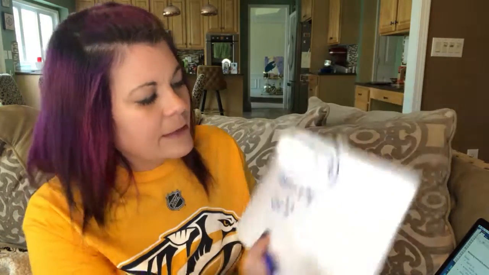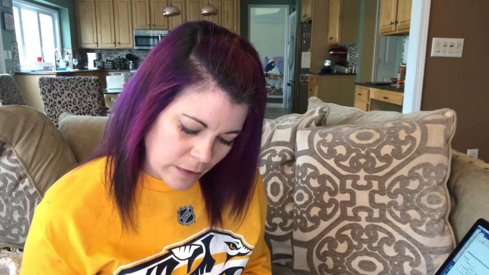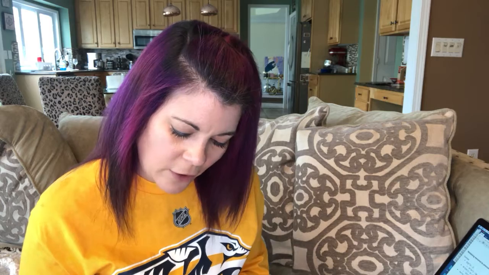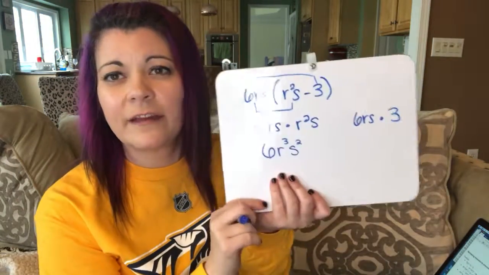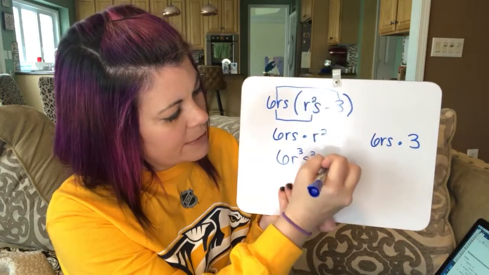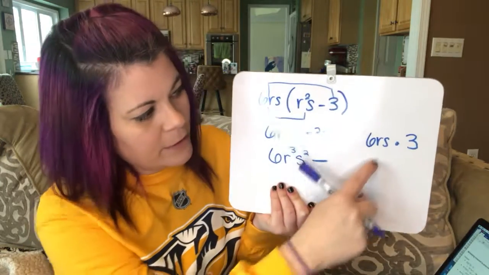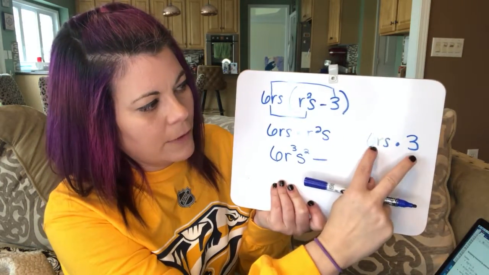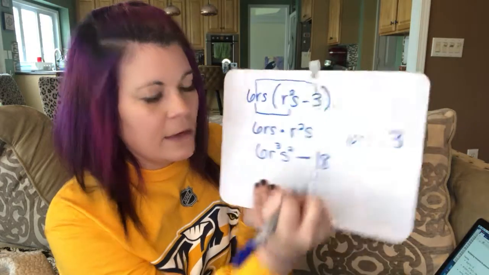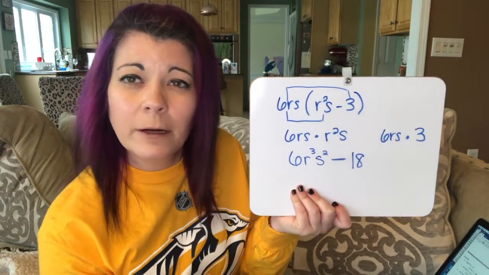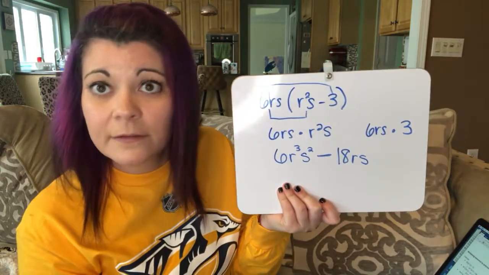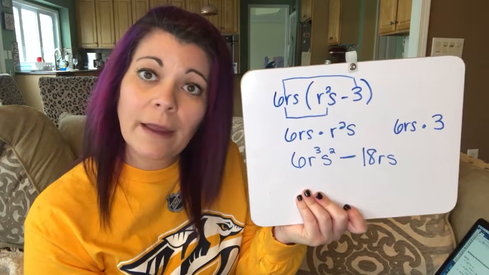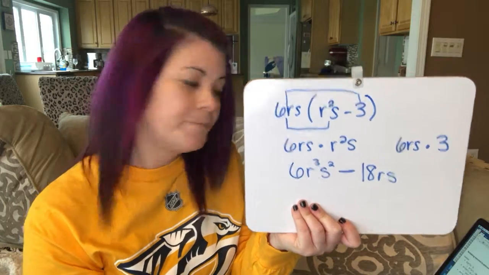So we get that. Now we're going to multiply 6RS times 3. We're going to take the operation that's in the middle there, so subtract. 6RS times 3. So we do 6 times 3 is 18. And then there's nothing for the variables to be multiplied, so we'll just bring down the RS from the 6. So that is multiplying a monomial by a binomial. Let's continue to do some examples.